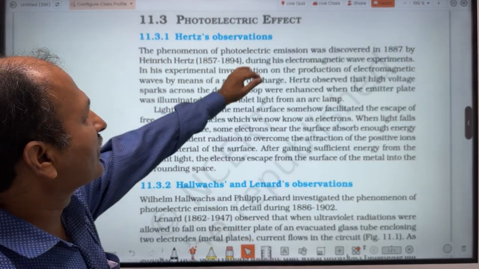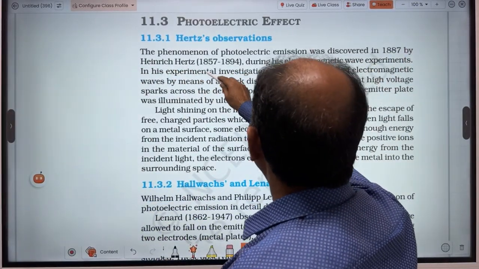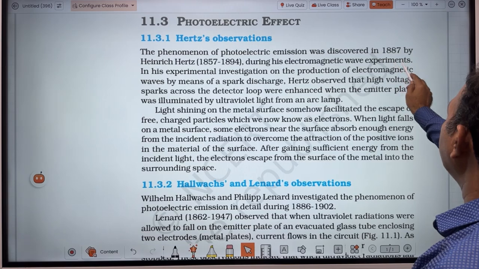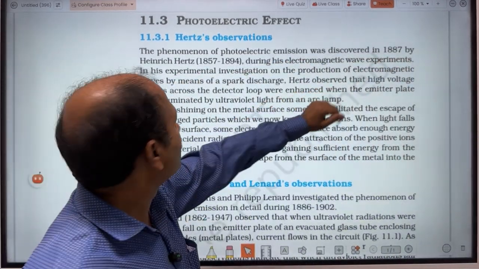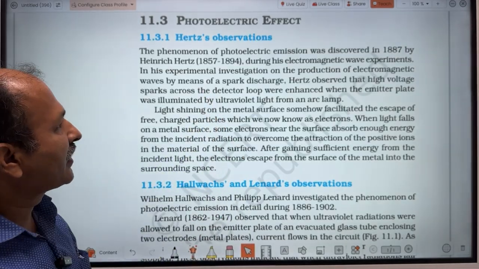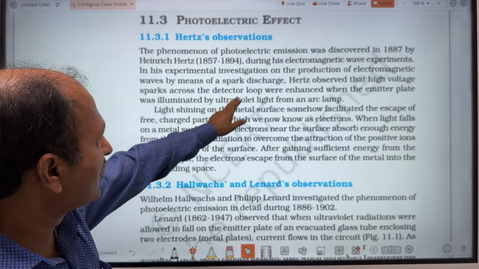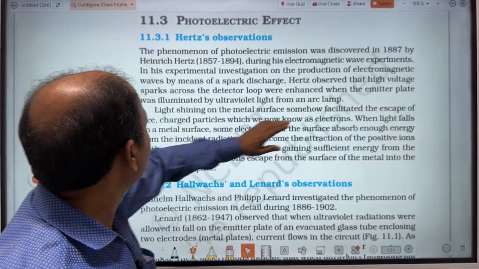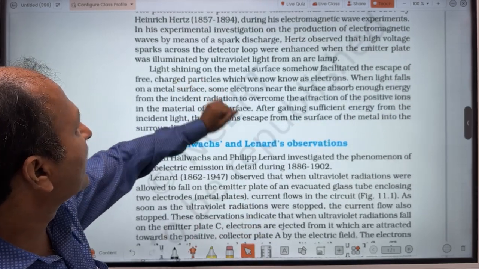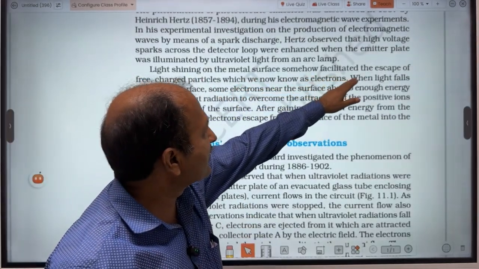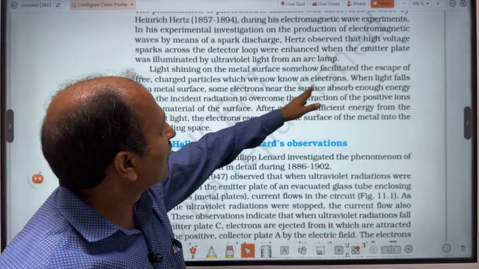The phenomenon of photoelectric emission was discovered in 1887 by Heinrich Hertz during his electromagnetic wave experiments. In his experimental investigation on the production of electromagnetic waves by means of spark discharge, Hertz observed that high voltage sparks across the detector loop were enhanced when the emitter plate was illuminated by ultraviolet light from an arc lamp. Light shining on the metal surface somehow facilitated the escape of free charged particles, which we now know as electrons.